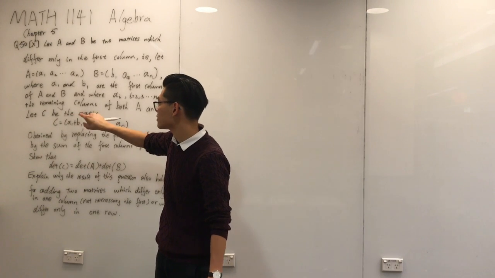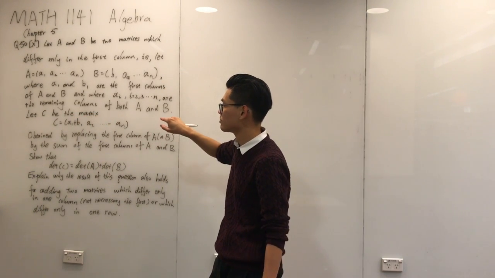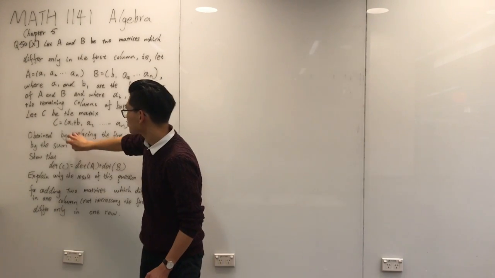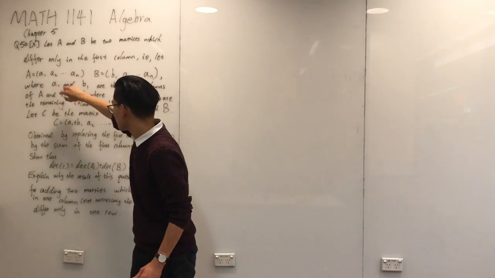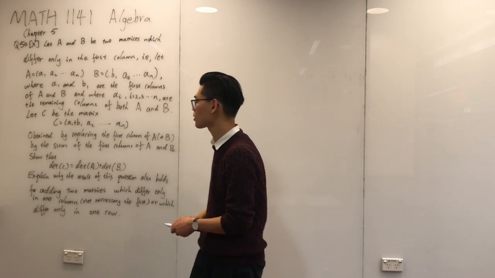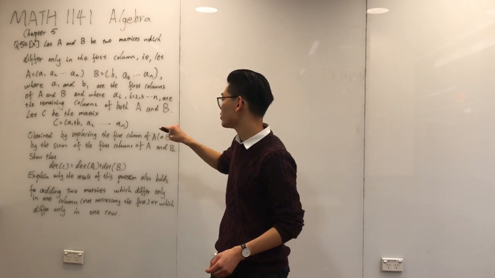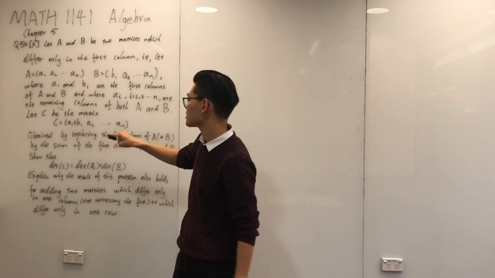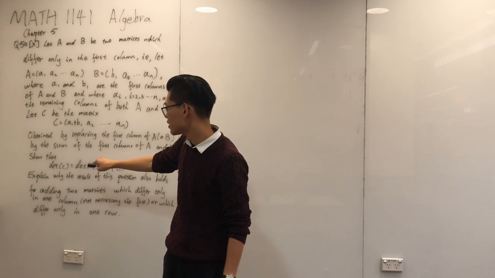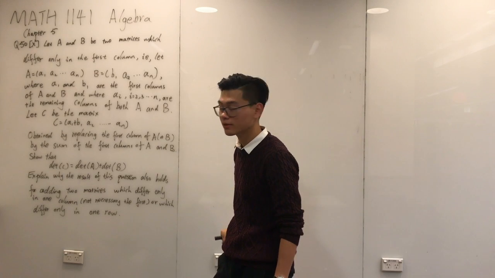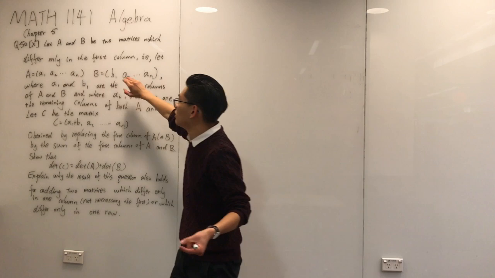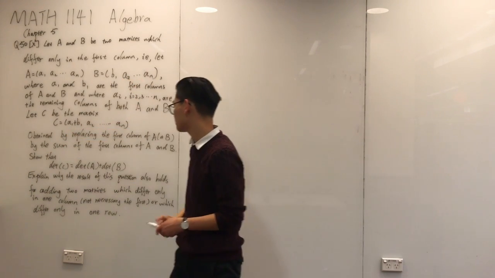Okay? And let C be the matrix C equals A1 plus B1, A2, A3 to An. Which means replace A1 by A1 plus B1, and the rest will remain the same, obtained by replacing the first column of A or B by the sum of the first columns of A and B. Show that determinant C equals determinant A plus determinant B. So they ask us to show determinant of A plus determinant of B equals determinant of C.